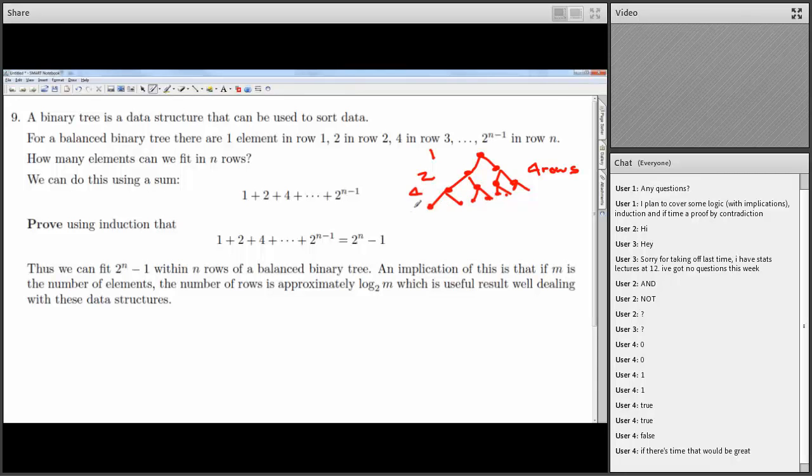So you can see there's 8. And so in general, if you had lots and lots of rows, you'd have 2 to the n minus 1 in the nth row after a while. And so the total number of elements in the end would be equal to this expression, just summing them all up. So these sorts of sums crop up naturally in many situations. So this is an example of a data structure you might use in computer science.